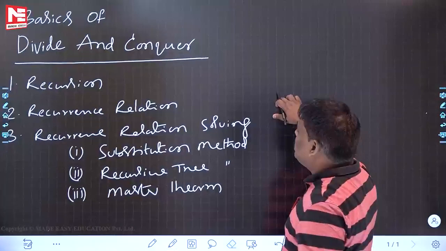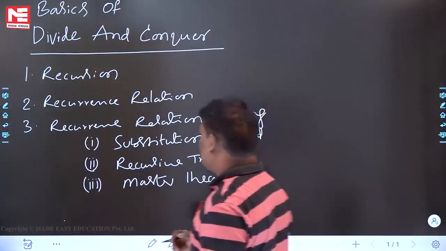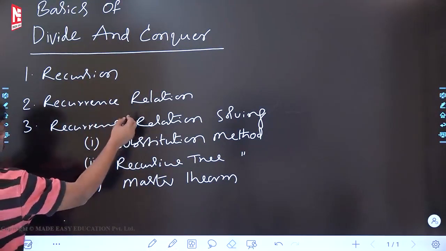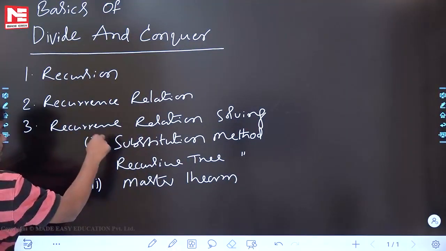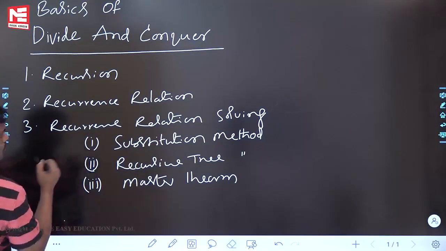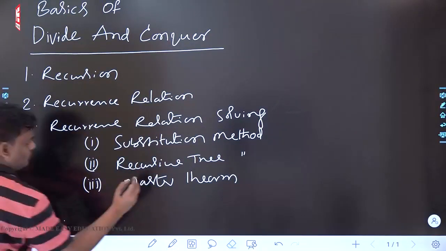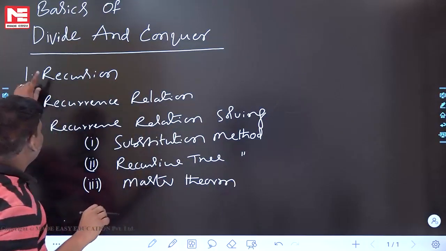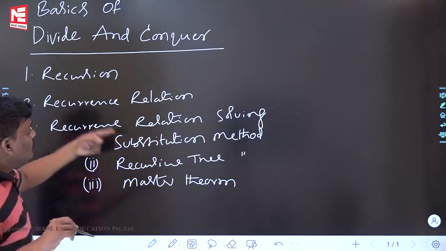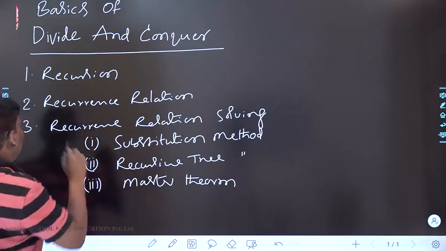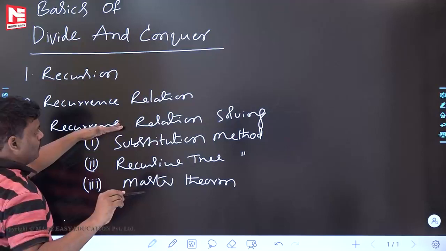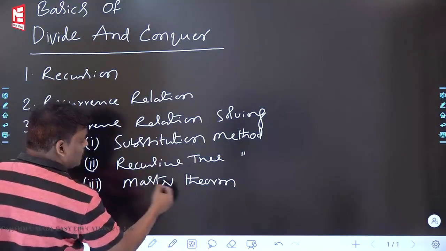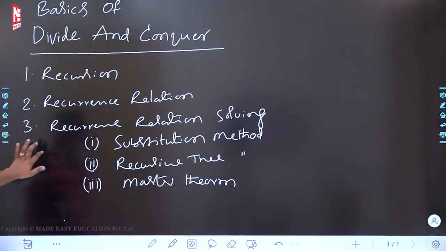Some people are asking, sir, what are the basics of divide and conquer? They are recursion, recurrence relation, and solving, which internally contains 3 methods of recurrence relation solving: substitution method, recursive tree method, master theorem. Recursion is the first one, recurrence relation is the next one, recurrence relation solving is the next one. Recurrence relation solving contains 3 methods: substitution method, recursive tree method, master theorem. Please be careful. Now we will go one by one.